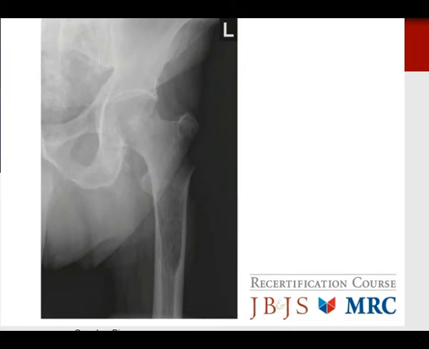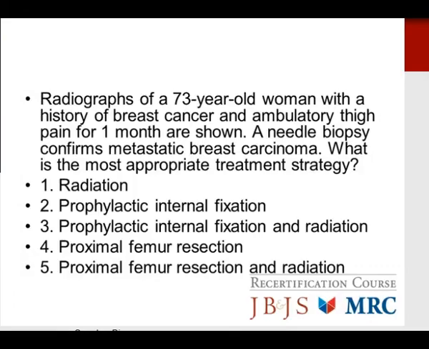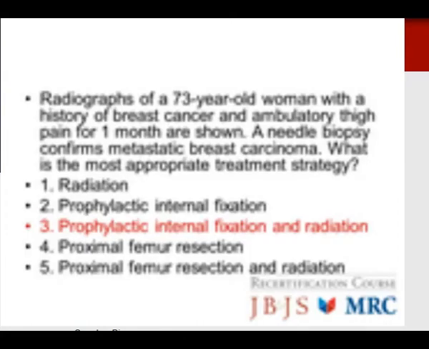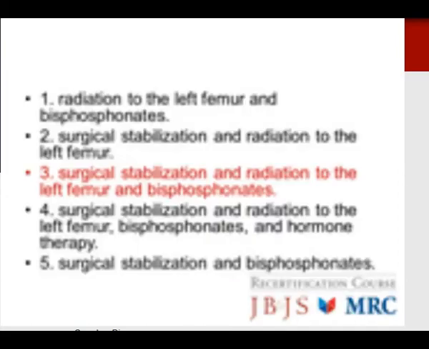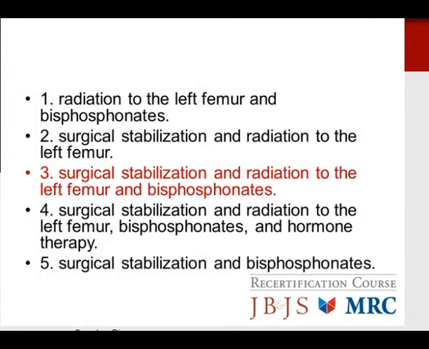The question is, what type of surgery? Well, the lesion is not large enough or aggressive enough in the head or neck to require a femoral resection, but we want to consider internal fixation. And as I just told you, this patient is going to need radiation therapy if we put a femoral nail in. So the best answer here is number 3, prophylactic internal fixation and radiation. This may also come to you as an answer such as this, surgical stabilization. So they aren't as specific in asking you what type of surgery, but surgical stabilization combined with radiation and bisphosphonates.